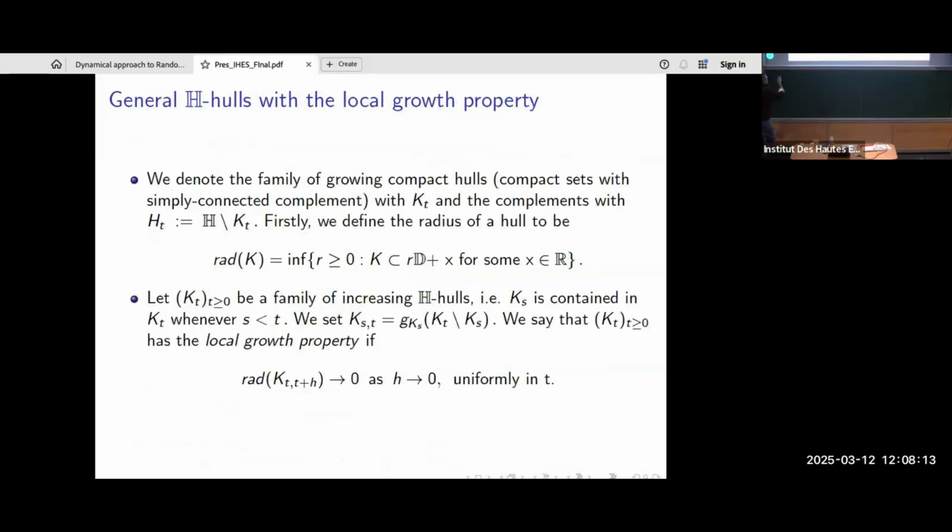I want to tell you a bit before I move on that the theory is a bit more general. As you saw, I did the other half from which I removed the curve, but you can also remove a bigger set, if you want. This is, as I say here, a compact hull, a compact set with simply connected complement. So I need a simply connected complement.